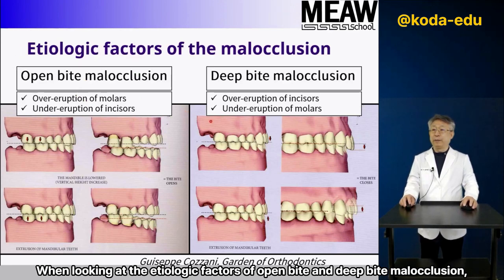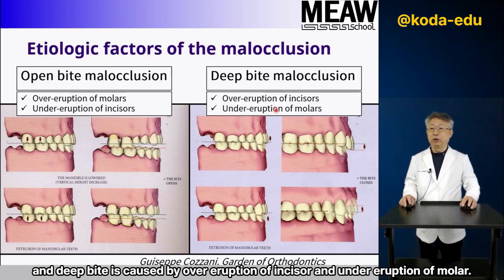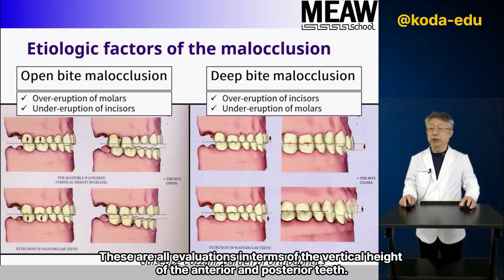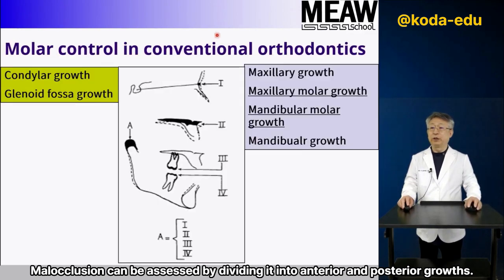When looking at the etiologic factors of open bite and deep bite malocclusion, open bite is attributed to over-eruption of molar and under-eruption of incisor. And deep bite is caused by over-eruption of incisor and under-eruption of molar. These are all evaluations in terms of the vertical height of the anterior and posterior teeth. Malocclusion can be assessed by dividing it into anterior and posterior growths.